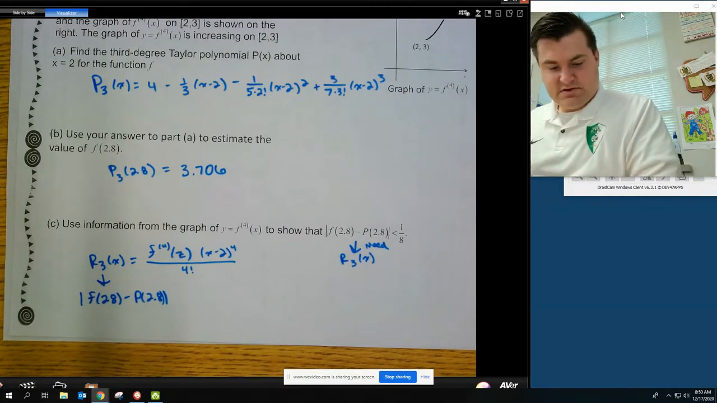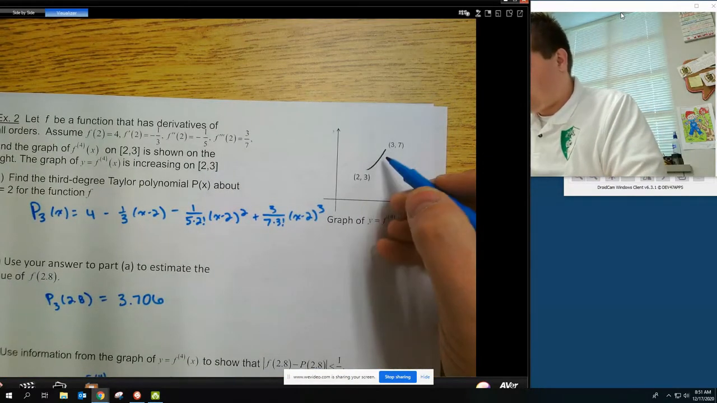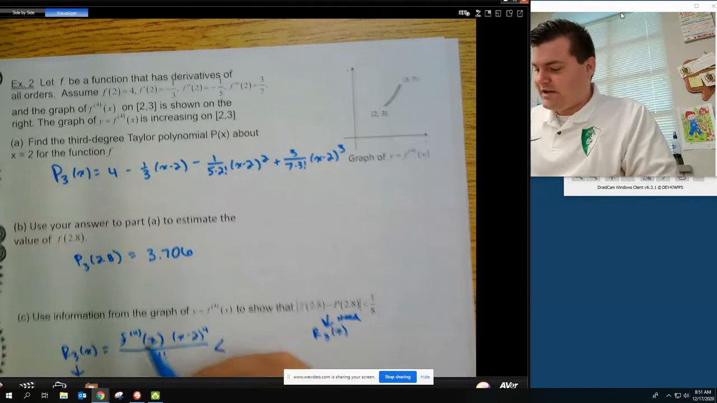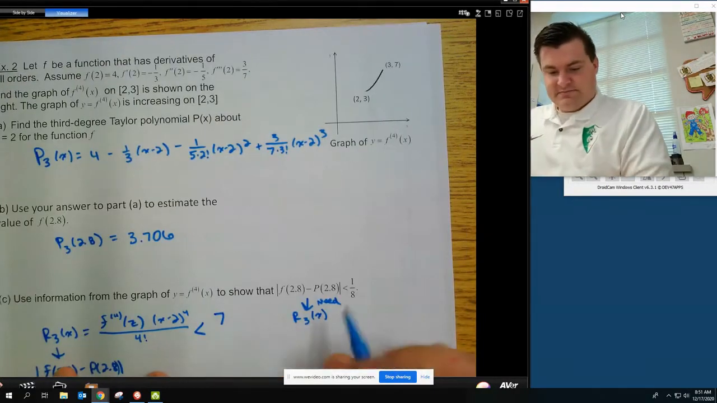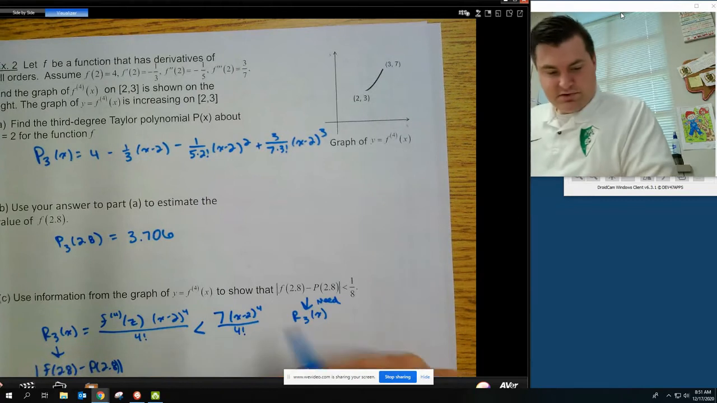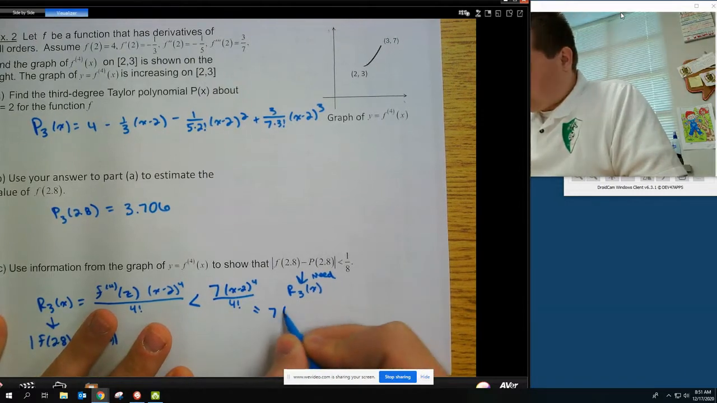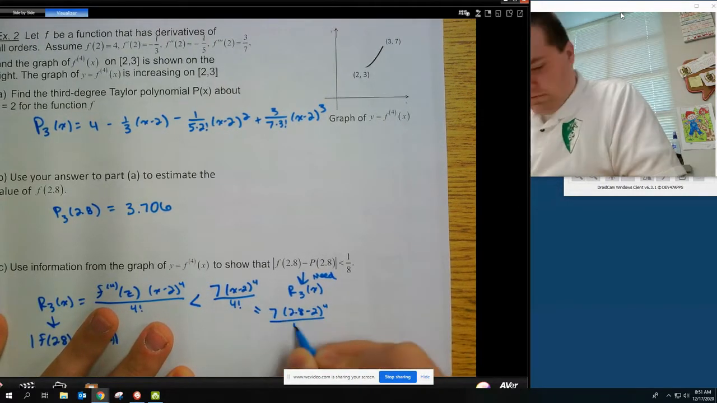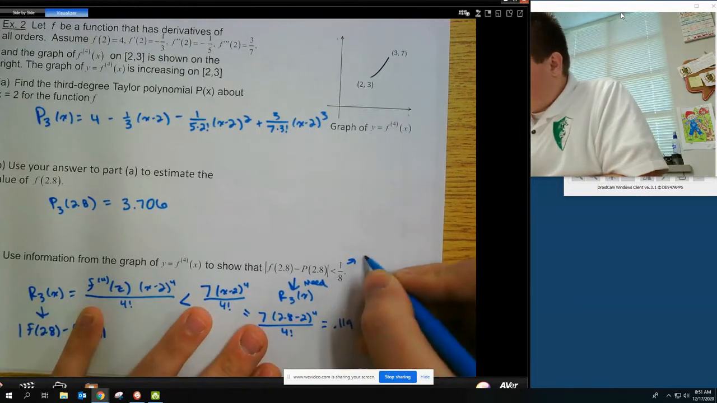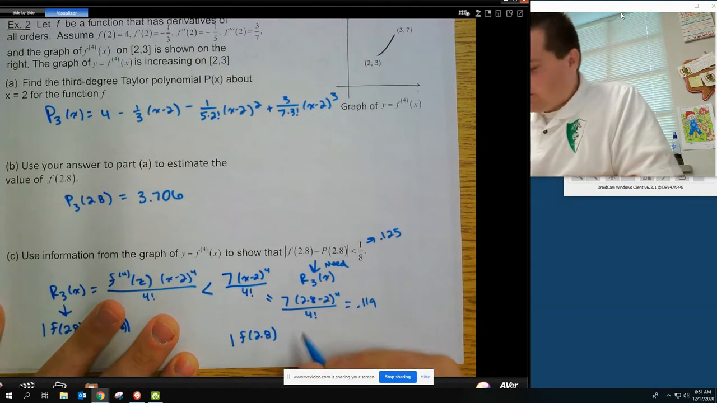Okay, let's go ahead and do that. This is less than, so now what's the largest value? Look at my fourth derivative here. The largest value is 7. At 3, you get 7, which is supposed to be the maximum. So that is 7 times (x minus 2) to the fourth all over 4 factorial. If I plug in, I get 7 times (2.8 minus 2) to the fourth all over 4 factorial. This is 0.119. By the way, 1/8 is 0.125. So I just showed that this is true using the Lagrange error bound.